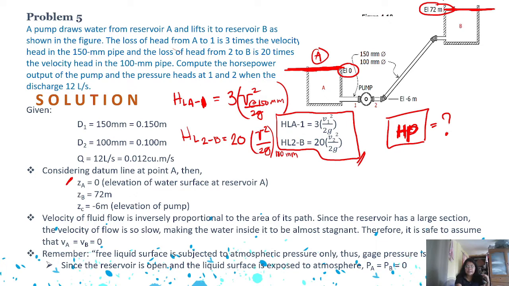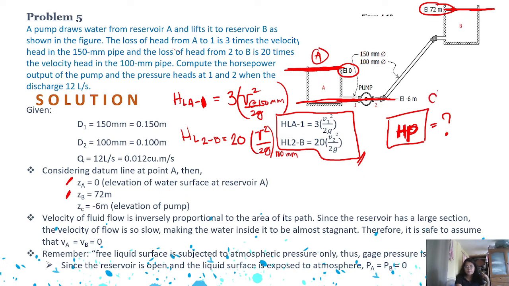Tapos, pagdating natin kay B, so si B ay may height na 72. So, ZB is equal to 72 meters. Ngayon, hindi siya pantay dito sa point ni pump, right? So, si pump, syempre, nasa medyo ilalim pa ni part ng A.